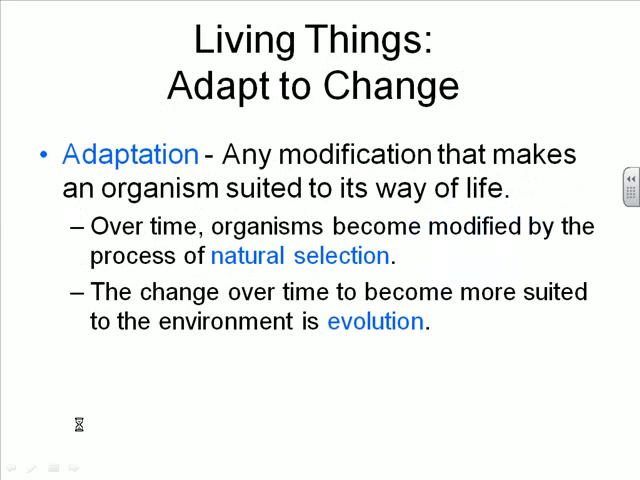We also know that living things adapt. Any modification, any change that makes an organism better suited to live in a particular area, a particular environment, is referred to as an adaptation. Now, over time, those organisms may become modified because nature has selected that particular characteristic to allow them to live in that environment. One of the best examples would be sickle cell anemia.